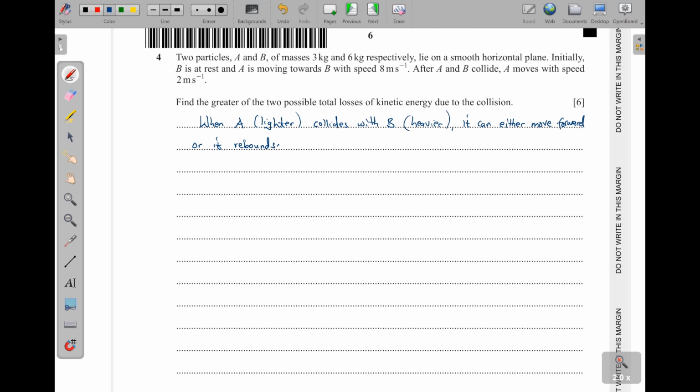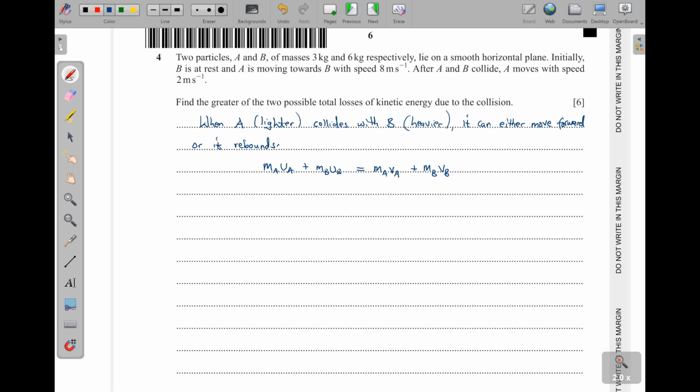And we are going to use the principle of conservation of momentum, where the momentum before collision is equal to the momentum after collision. So MAUA plus MBUB is equal to MAVA plus MBVB.